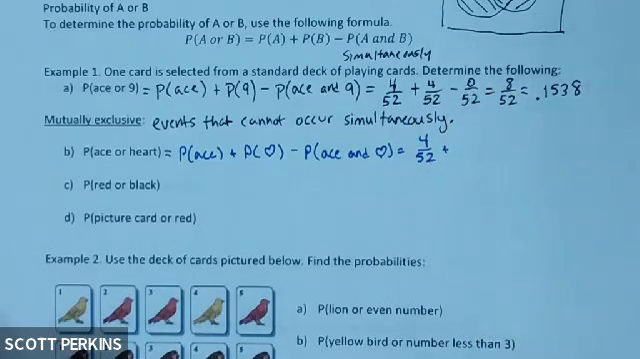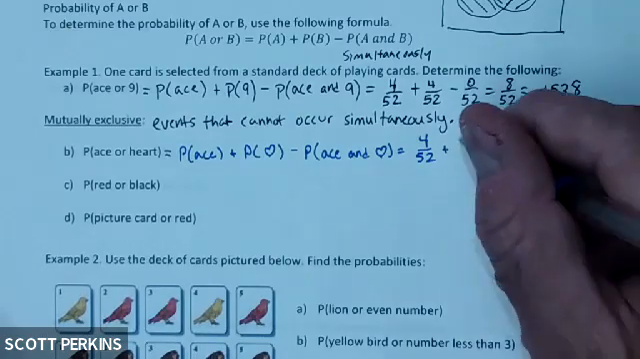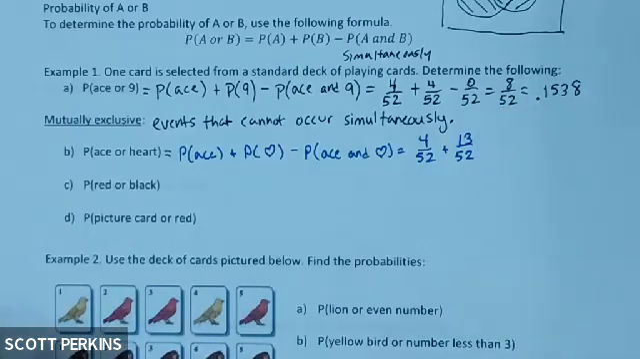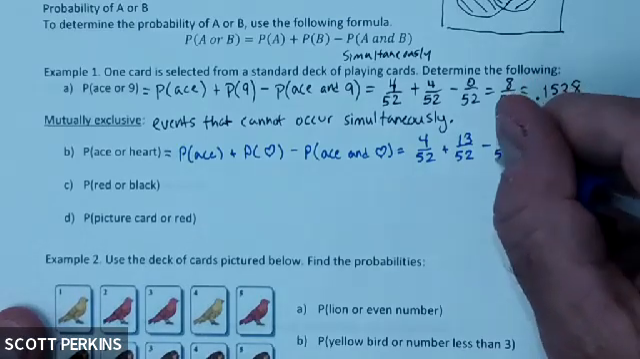Plus hearts. How many hearts are in the deck of cards? There are 13, yes. There are 4 suits. The hearts are one of the suits. So there are 13 of each of the suits. Then minus, how many cards have both an ace and a heart on them? 1, the ace of hearts. Okay, yes. So that's 1 card out of 52.